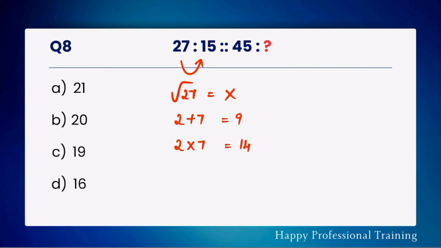So maybe there's a small extra step here. What if we add 1 to the final answer that we got? We have 15, which actually matches with the first pair. We'll apply the same pattern here. Multiply the digits and then add 1. So multiply 4 times 5 is 20 plus 1, and the answer is 21.